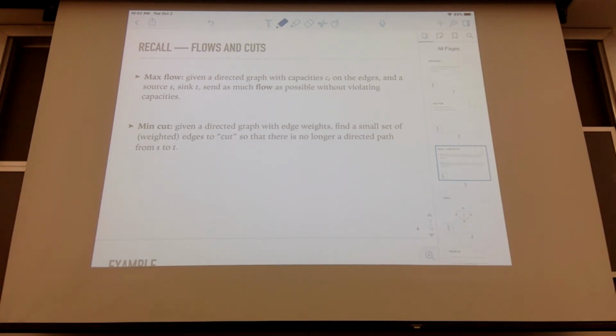Min cut was again also a problem on directed graphs. Now you wanted to remove as few edges as possible so that in the graph that remains, there is no path from S to T.